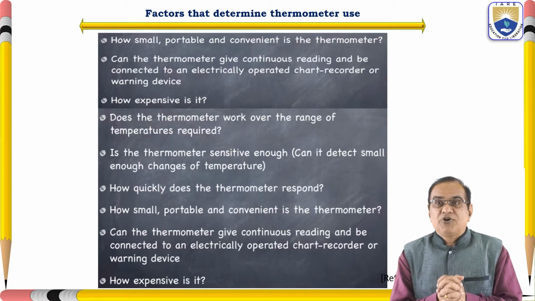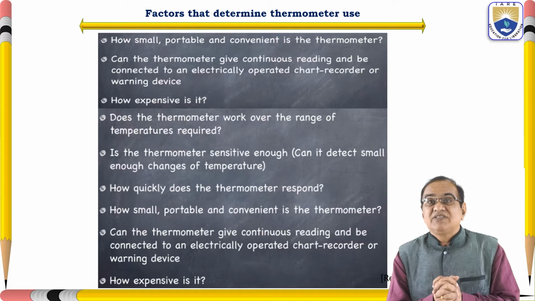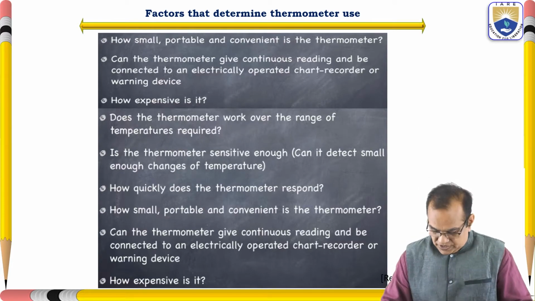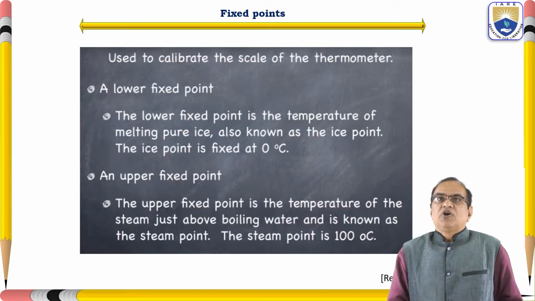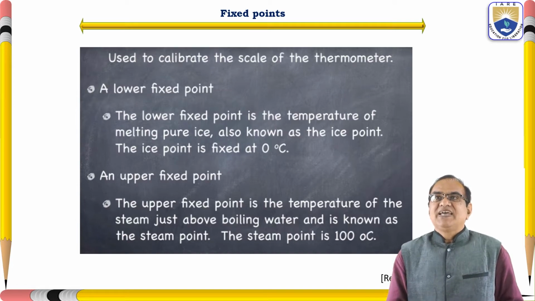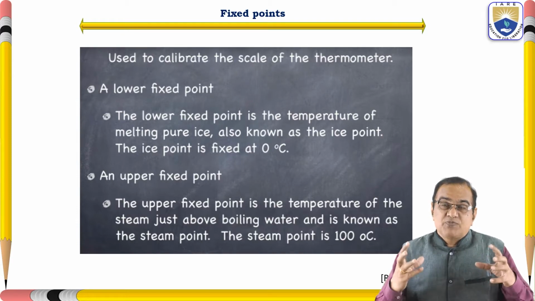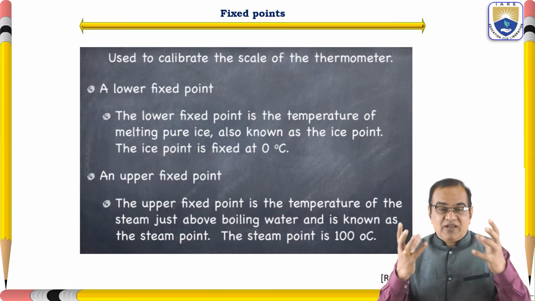How small, portable and convenient is the thermometer? Okay, so it is repeated here. So what is the fixed point? It is used to calibrate the scale of the thermometer. So these fixed points are used to calibrate, like water.